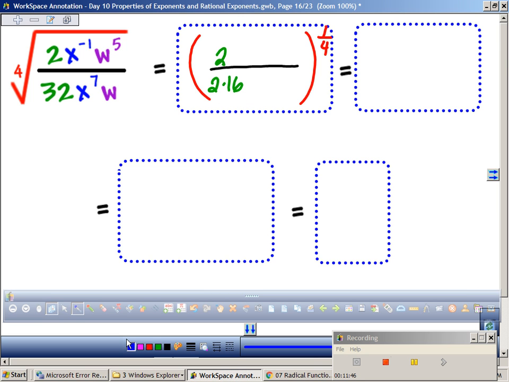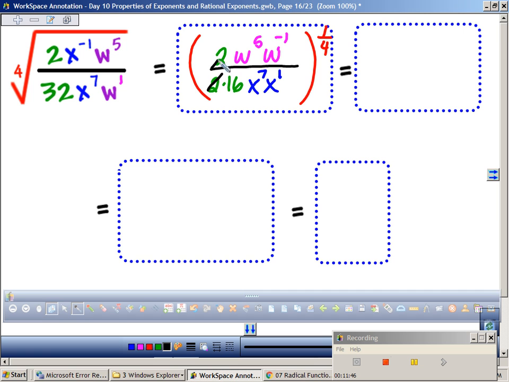I'm going to look at the x's. I've got the x's, the 7th power in the bottom. That one, the denominator, is bigger than this one, so I'm going to leave it there: x to the 7. Then I'm going to move x to the -1 down in the denominator for x to the 1. I've got w to the 5th in the numerator. That's bigger than w to the 1st, so I'm going to move the w to the 1st and make it negative. So that's that to begin with.